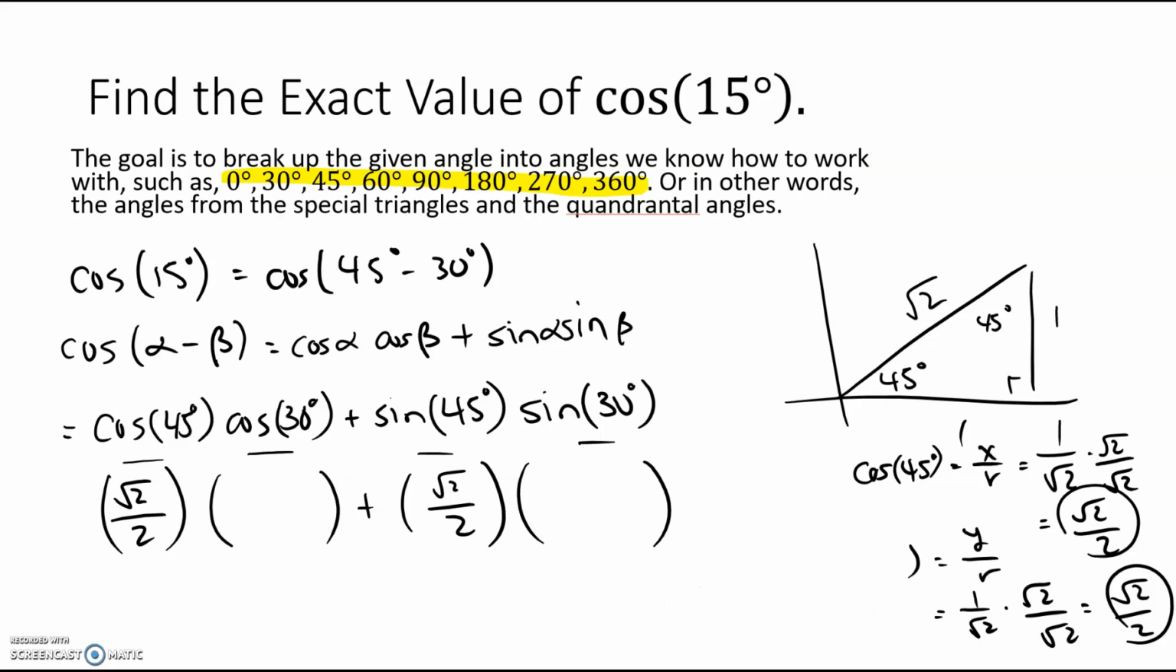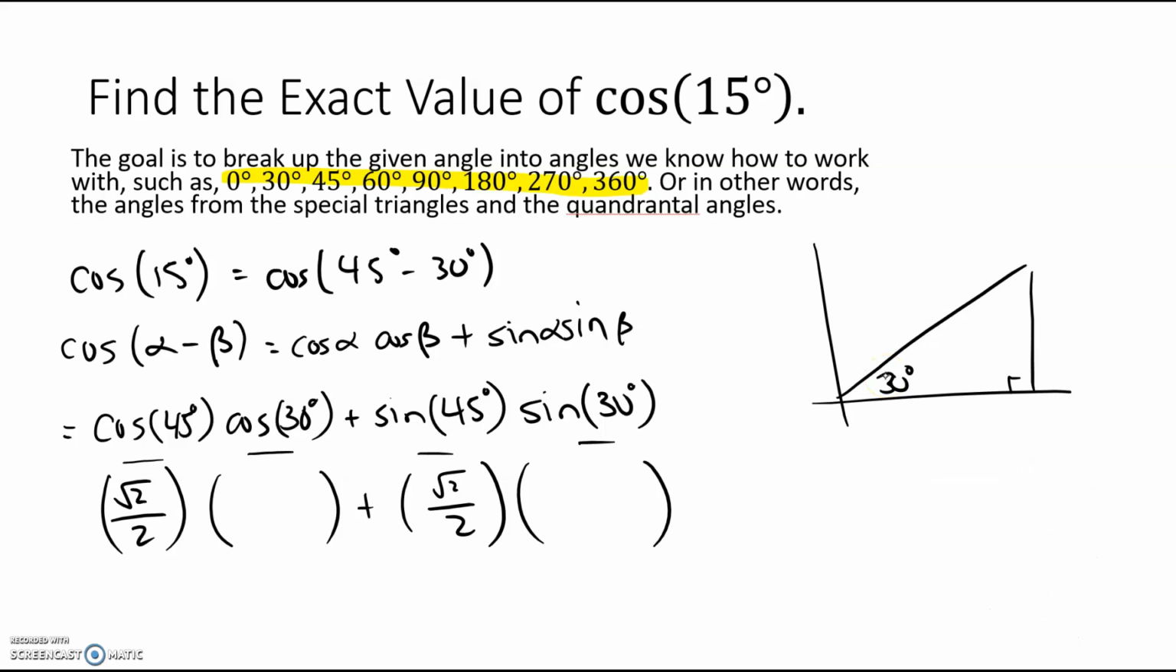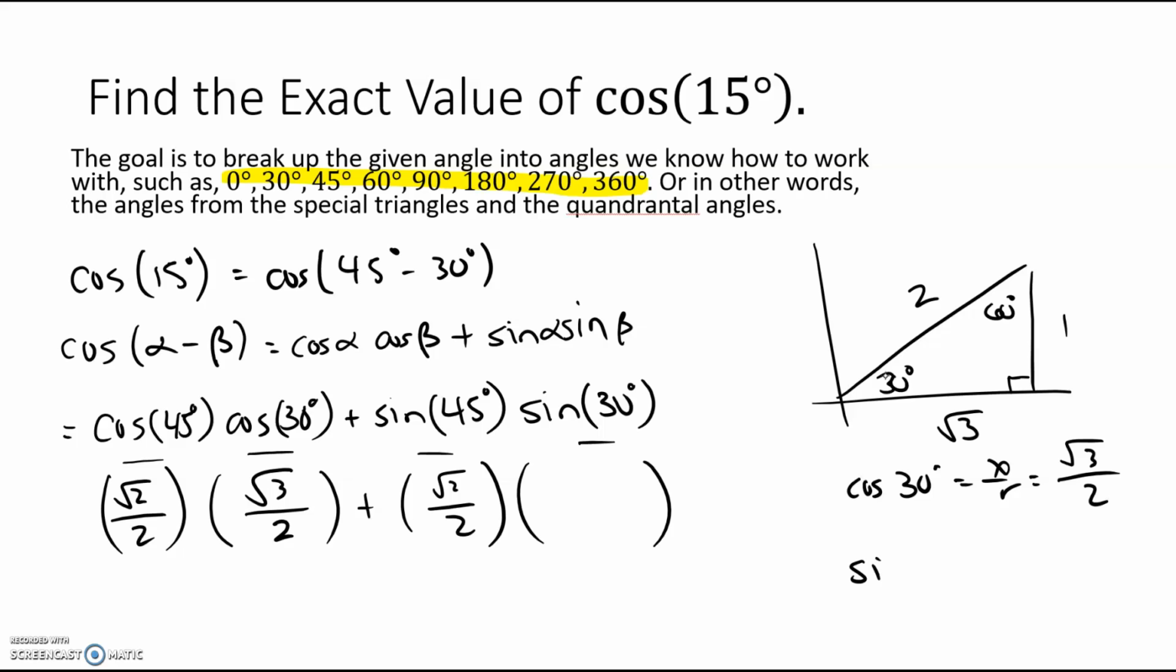Okay, and then let's go back and find special triangles using 30. So for 30, this will be 60. So across from 60, square root of 3. Across from 30 is 1, and on the hypotenuse in the 30-60-90 triangle is 2. So cosine of 30, x over r, is square root of 3 over 2. Sine of 30 is y over r, or 1/2.